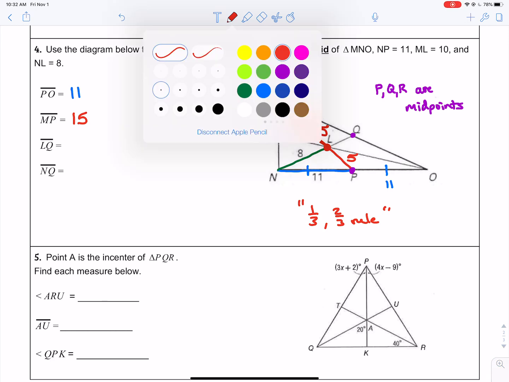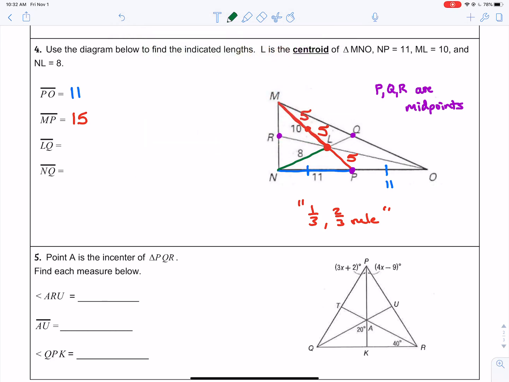Then they asked for LQ, so that's with the same rule, but now we're looking at L to Q, like that whole distance, or excuse me, I'm on the wrong part. I did N to Q. L to Q is just that little 1/3, and then they gave us that NL was 8. So that means I have a 4, and another little part that's equal to 4, which is LQ. So that's just 4. Then we could easily find NQ, because that would be all 4s added together, which would just be 12.